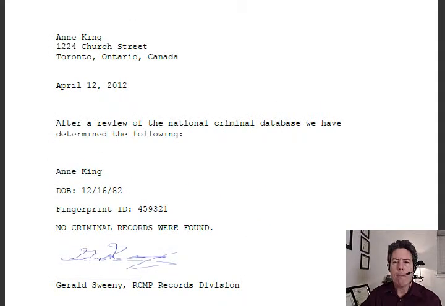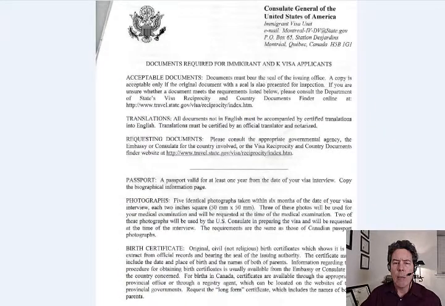Okay. And when we're looking at a clearance certificate like this, when you're moving forward in the fiancé visa process, they're going to give you this letter here, which is documents required for immigrant and K visa applicants. Now, this happens after you file your I-129F and after you go to the National Visa Center. This is actually issued by the consulate general. So the consulate sends you a letter, and in it's going to have another checklist of documents, documents required for immigrant and K visa applicants.